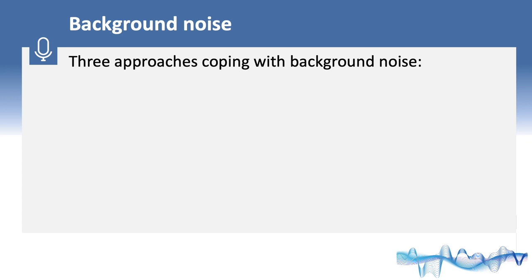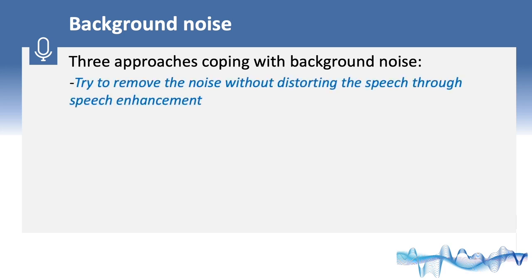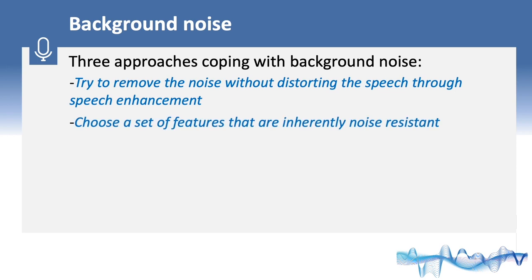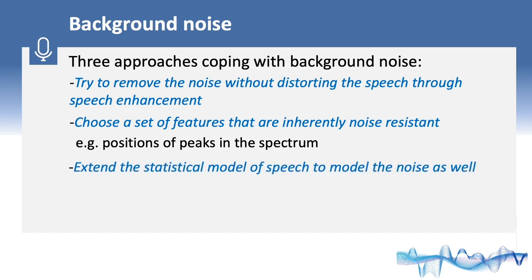There are mainly three approaches to coping with background noise. The first one: try to remove the noise without distorting the speech through speech enhancement. The second one: choose a set of features that are inherently noise resistant, for example, positions of peaks in the spectrum. The third one: extend the statistical model of speech to model the noise as well.